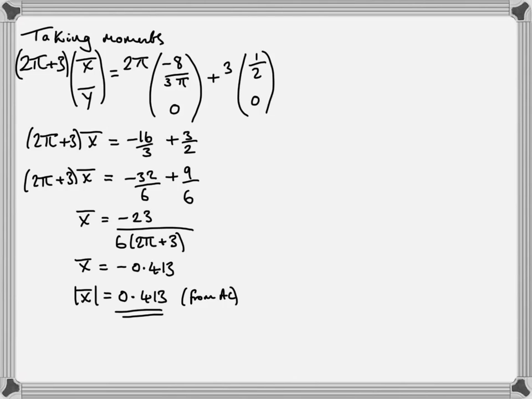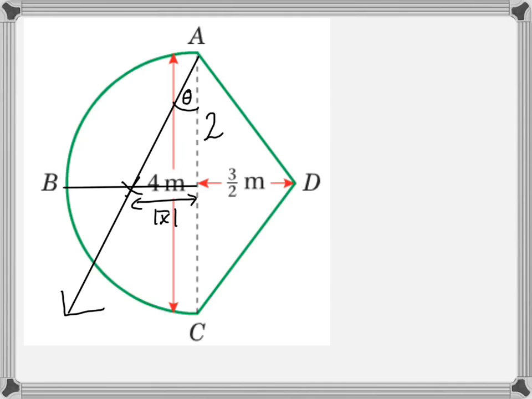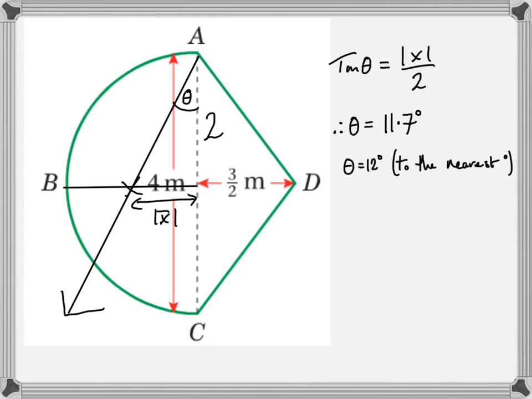Now, in further calculations, of course, I'm going to use the accurate answer, which I've still got on my calculator, from the minus 23 over 6 parenthesis 2 pi plus 3. I checked the answers in the book. This is a question from the book, and in fact they used a rounded answer, which is wrong, of course. Nonetheless, let's do the next part. So we're now told the shape is suspended from the point A. So I've drawn in the downward vertical, and we had to find the angle that the line AC made with the downward vertical, and it should be fairly clear what to do here. Tan theta would equal x bar over 2, so I can put that in, and the answer simply comes out to be 11.7 degrees. Therefore, to the nearest degree, the answer is 12.